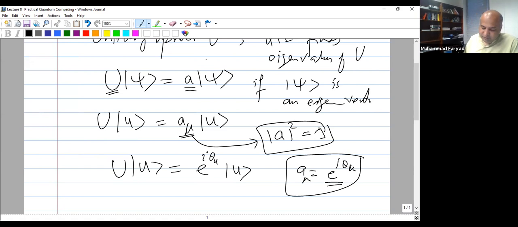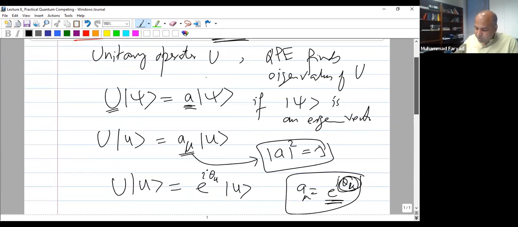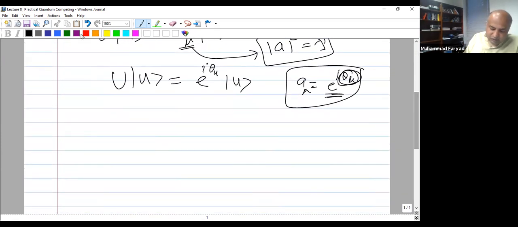So since with this algorithm, we will be able to find this phase theta u, this phase is the phase of this eigenvalue of magnitude 1. So essentially, we can find this eigenvalue itself by simply taking a logarithm from this. So that's why this algorithm is called quantum phase estimation. And it is important in several situations.